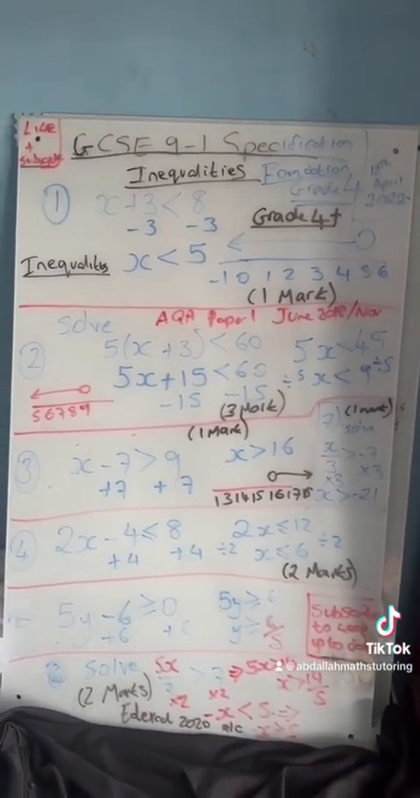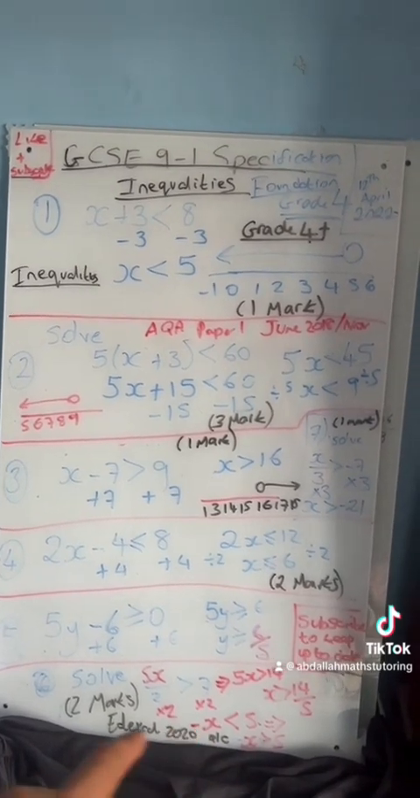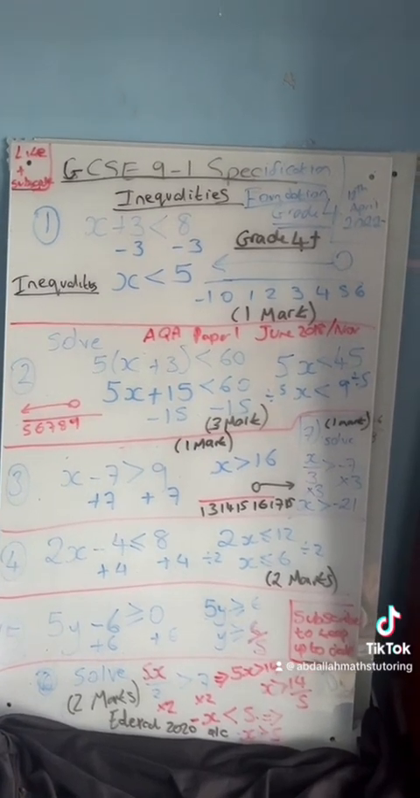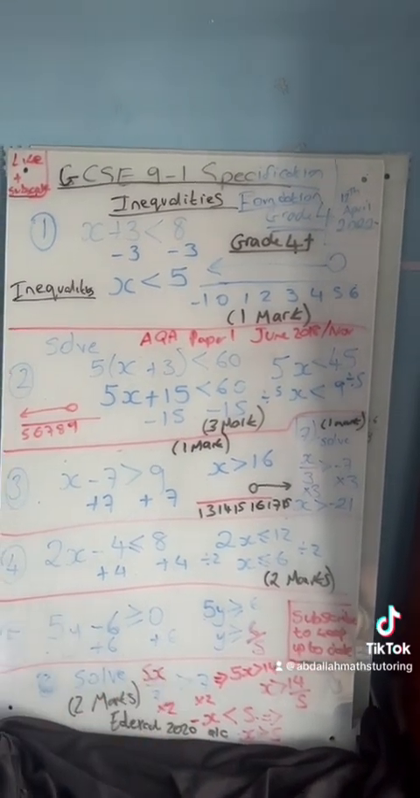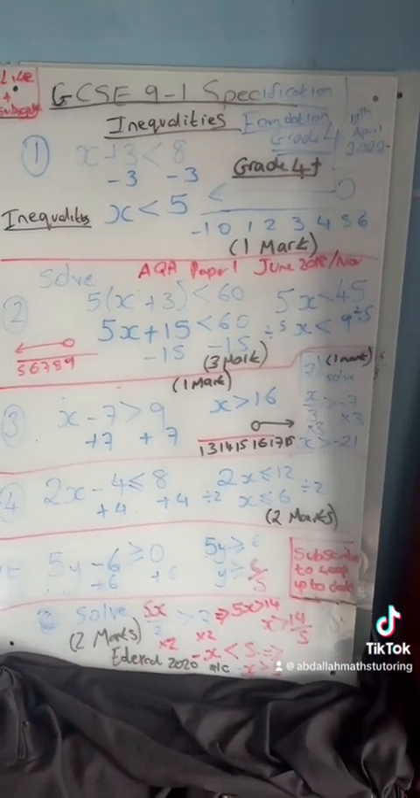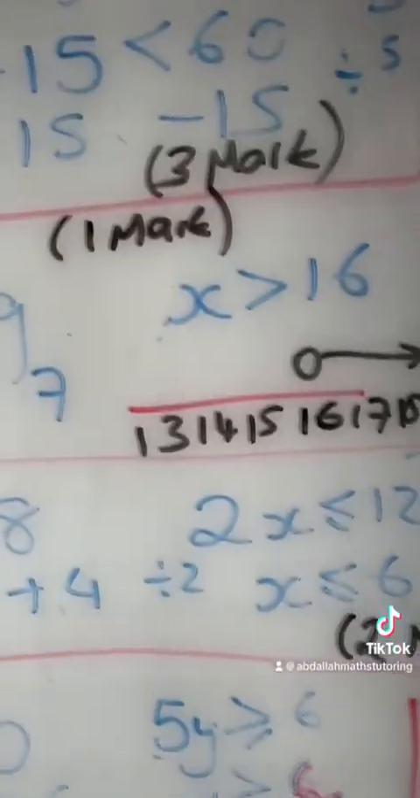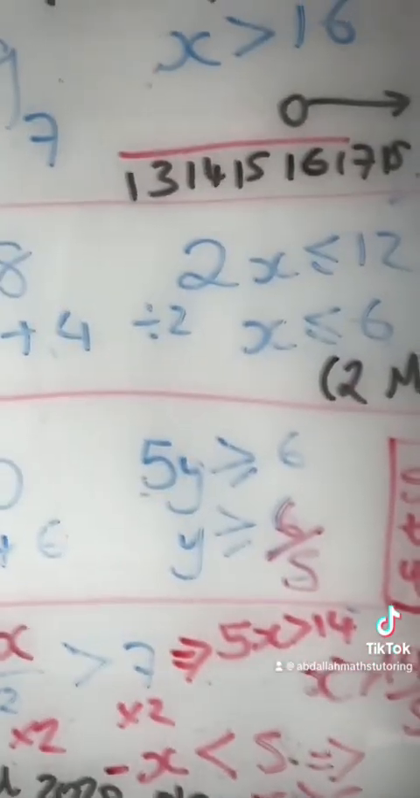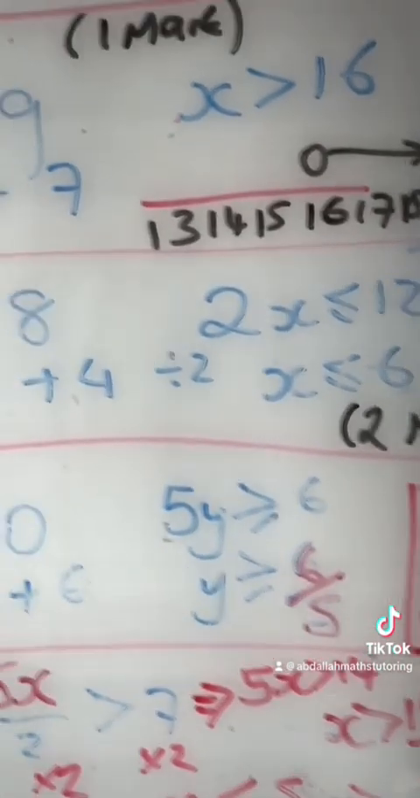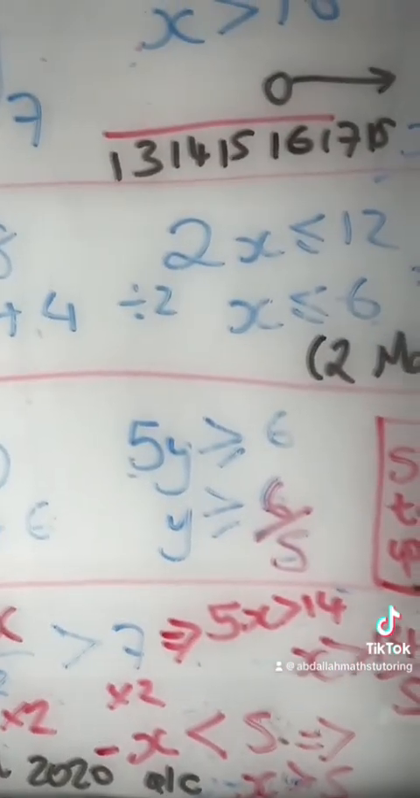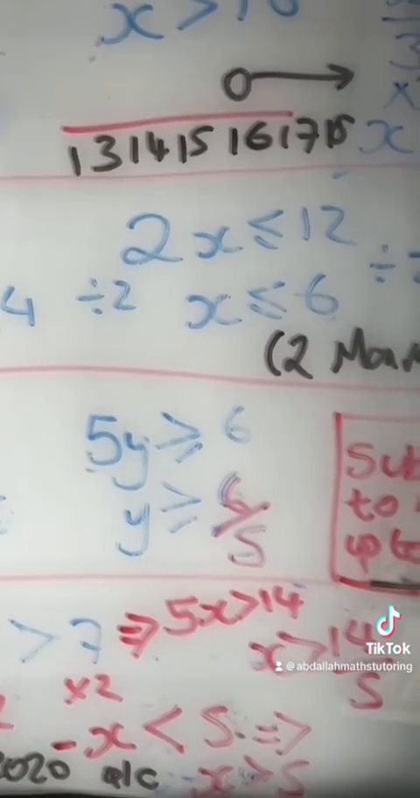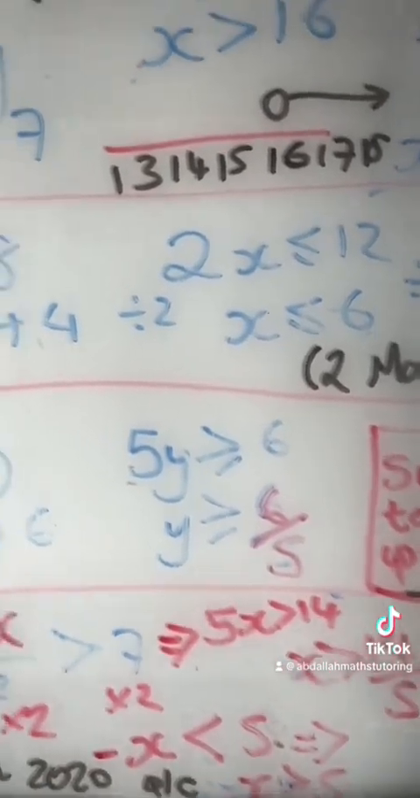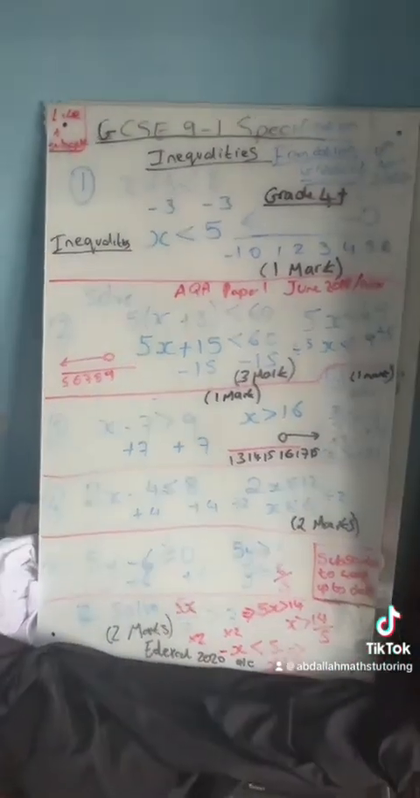The last point to denote here is that if I multiply or divide by a negative number with an inequality, the sign reverses, because the sign switches. If you look here, I've put minus x is less than 5, so that implies that x has to be greater than 5. So if you're multiplying or dividing by a negative number, the sign reverses, so the sign switches around. I thought I'd put that in there.